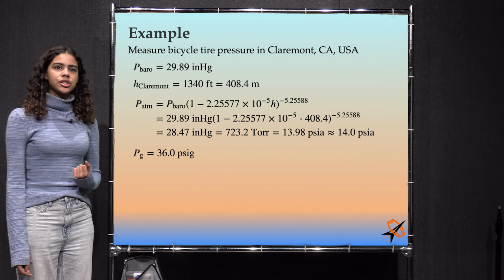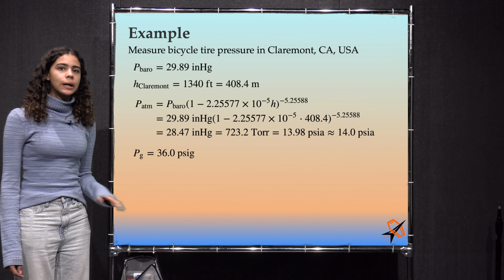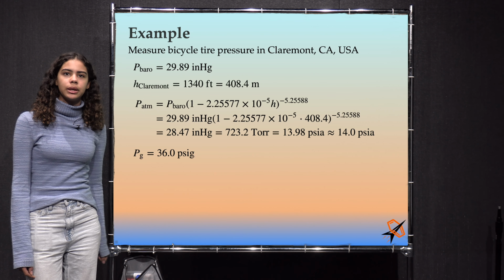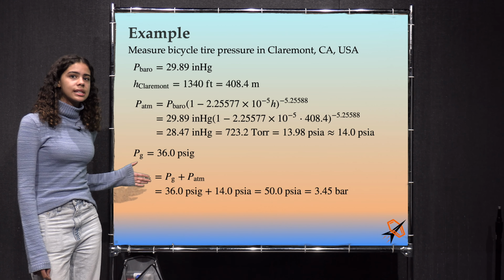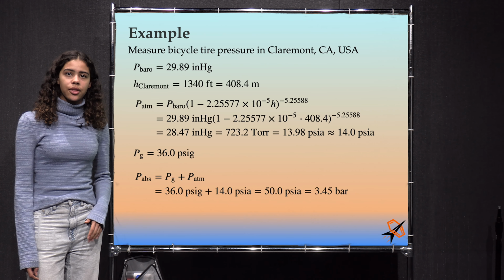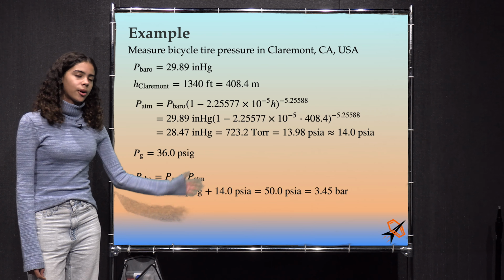The gauge pressure is 36.0 psig, and the atmospheric pressure for all practical purposes is 14.0 psia. The absolute pressure is equal to the gauge pressure plus the atmospheric pressure. Adding those together, we get 50.0 psia, or 3.45 bar.